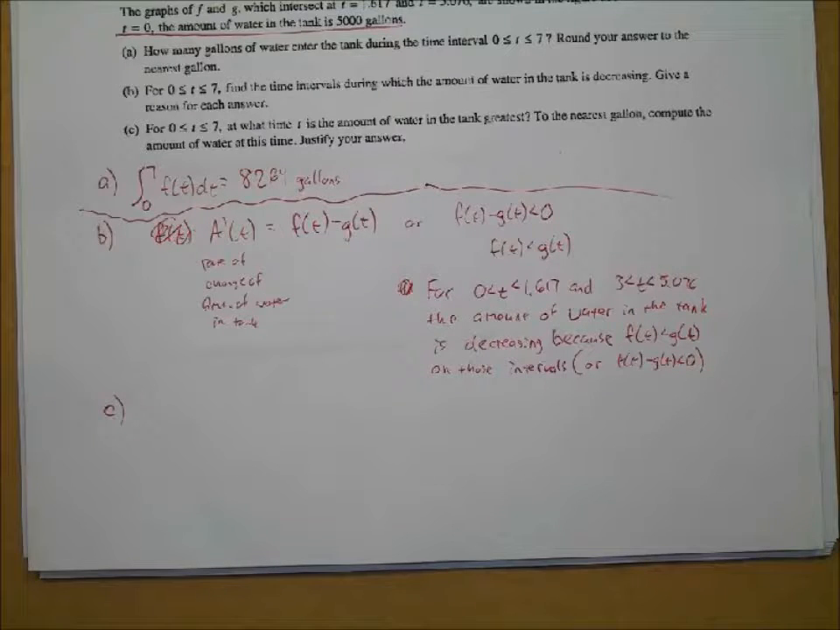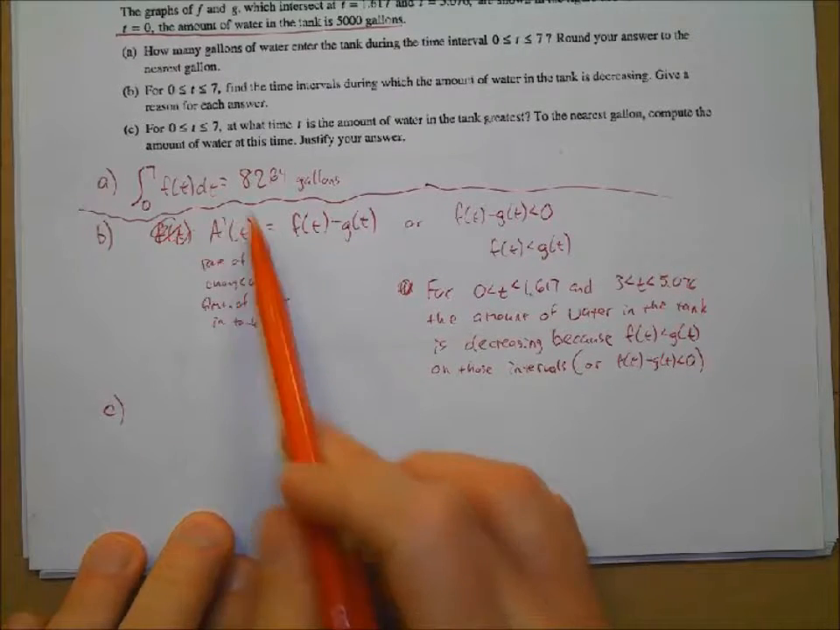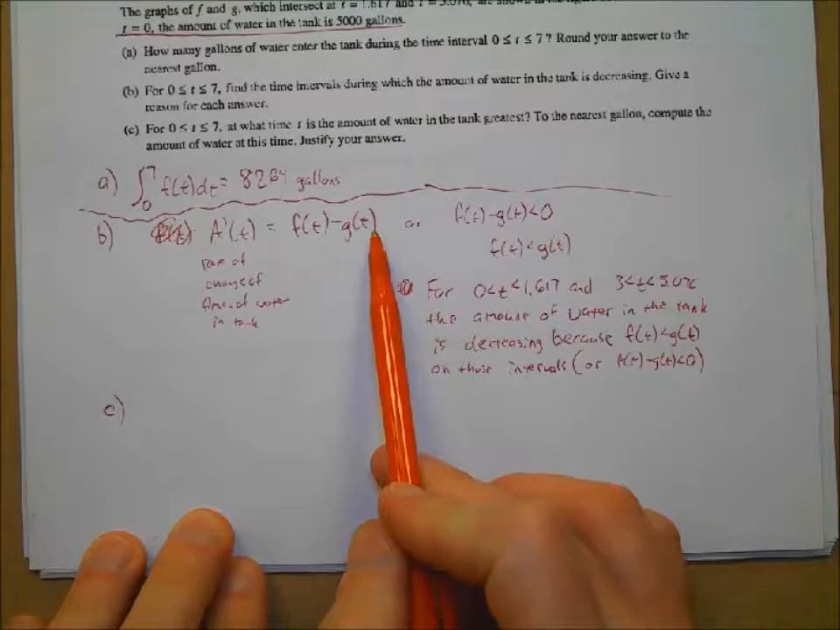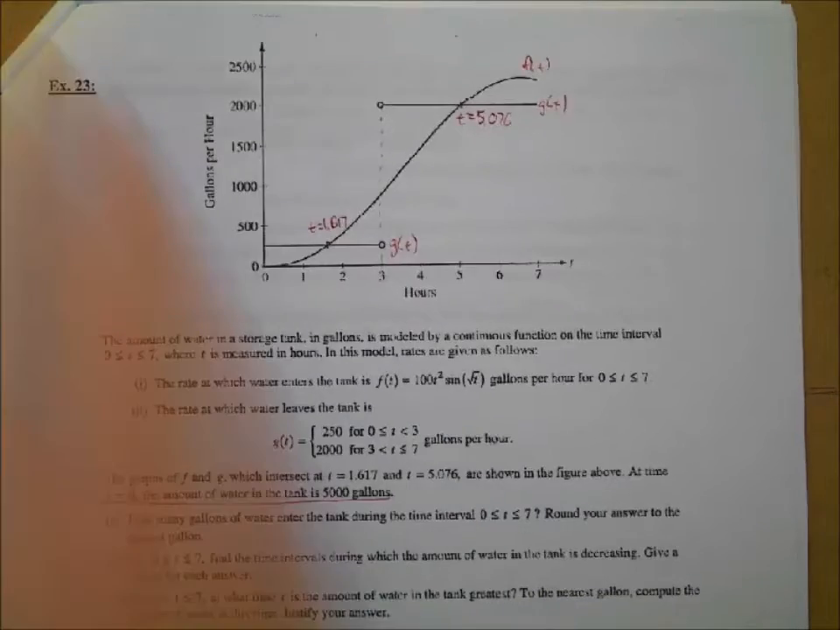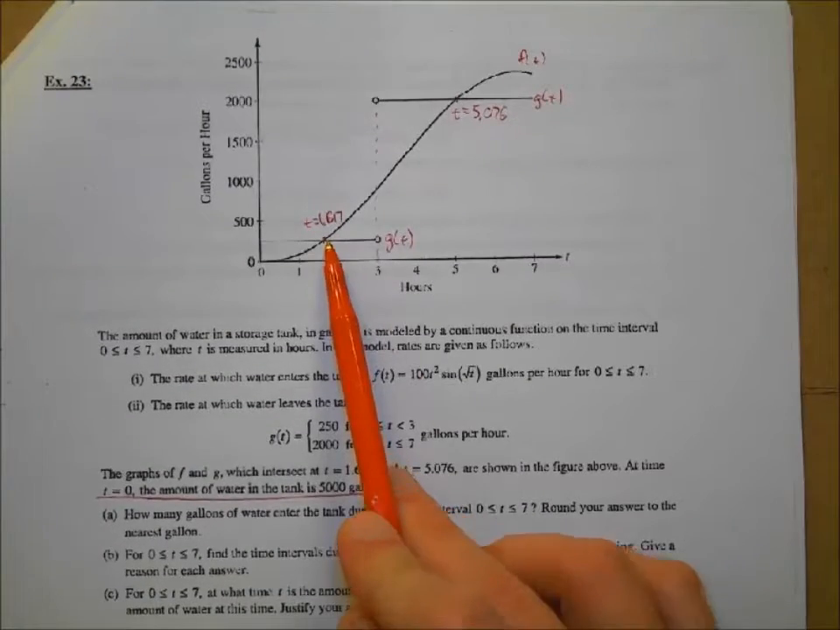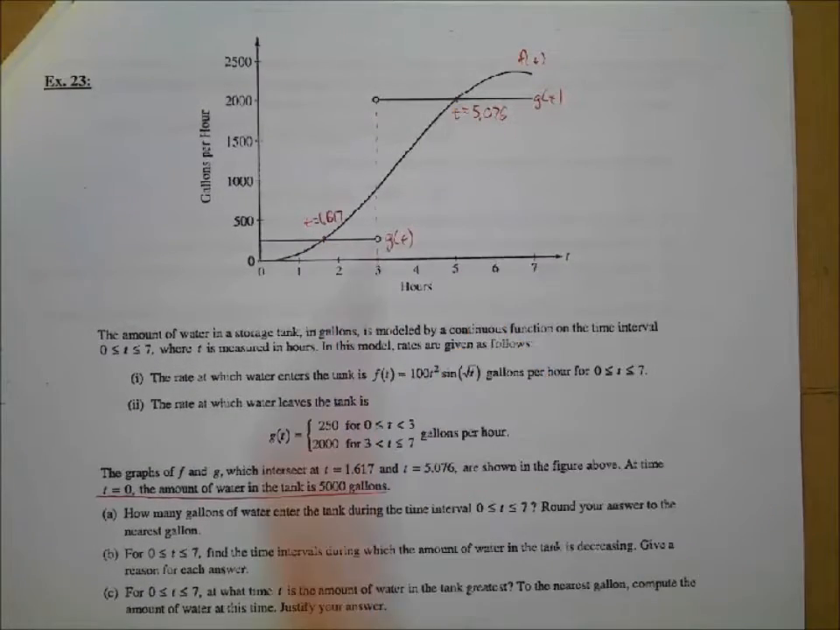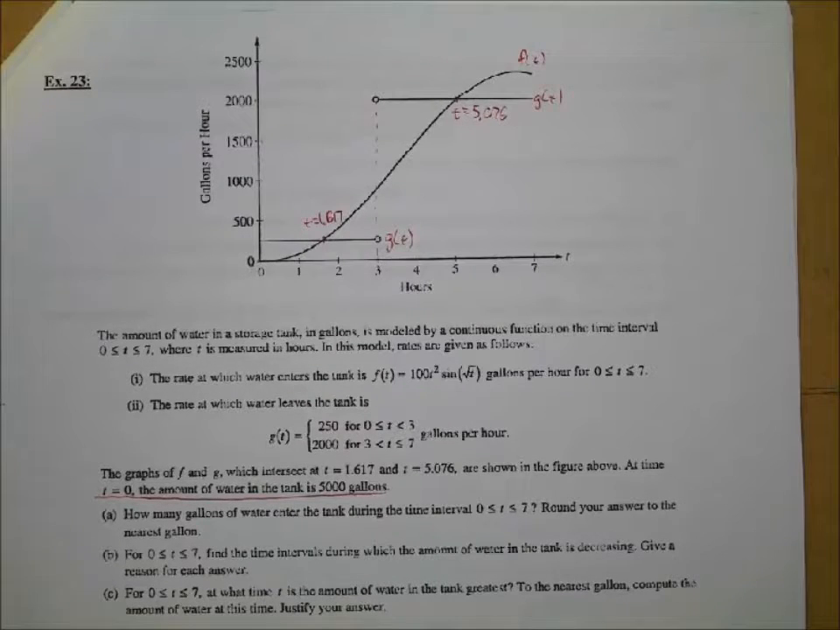Yeah, the zeros. What are the zeros here for our derivative? Well, it's when f of t is the same as g of t, right? Where is f of t the same as g of t? 1.617 and then 5.076. Okay, so you've got our critical points. We have the endpoints of our interval, so now it's just a matter of coming up with which one gives us the greatest value.